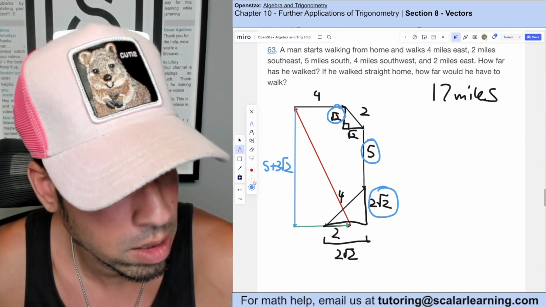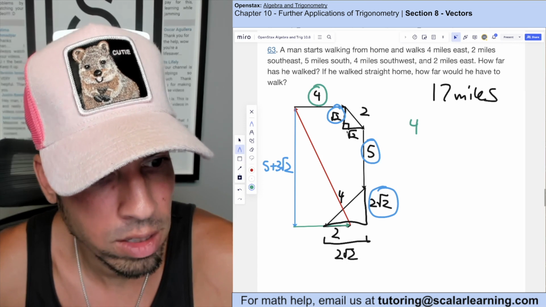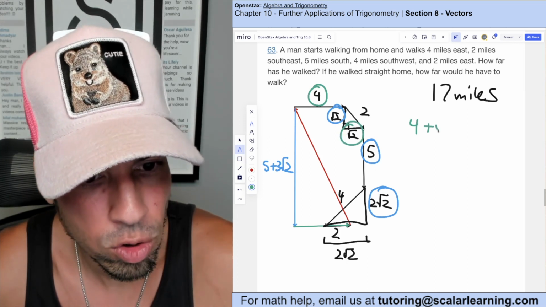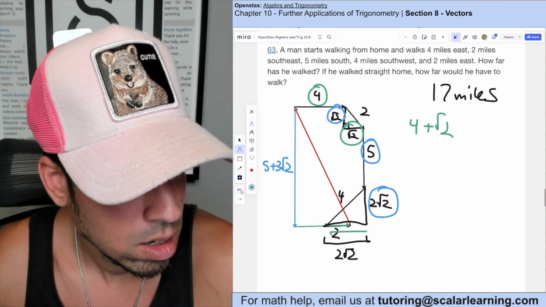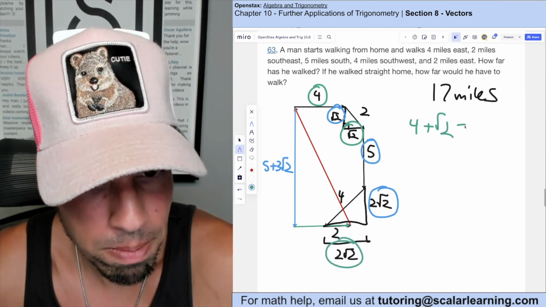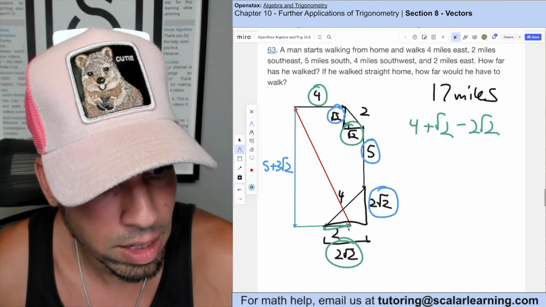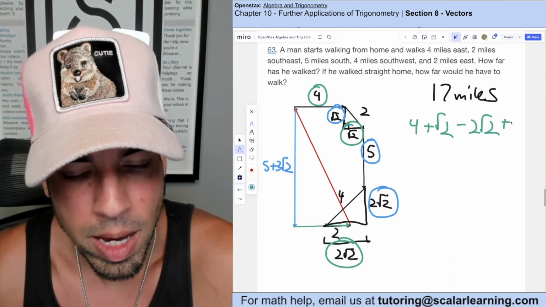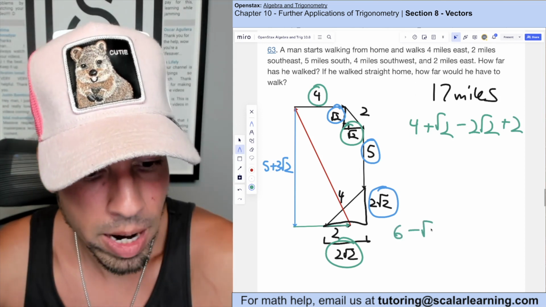And for the green side, it's a little bit trickier, but I'm going to the right by 4, and then I'm going again to the right by rad 2, and then I'm going backwards this distance, by 2 rad 2, so then I'm minusing 2 rad 2. But then I'm kind of starting here, and then I'm going back again this distance of 2, so I'm adding 2 again.